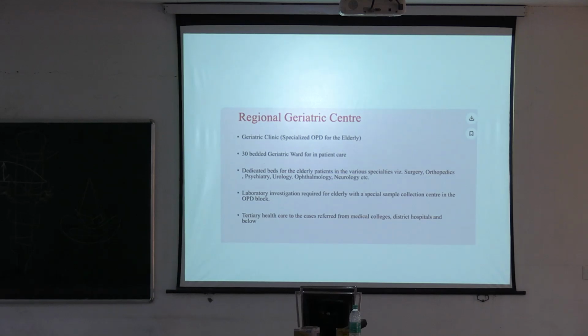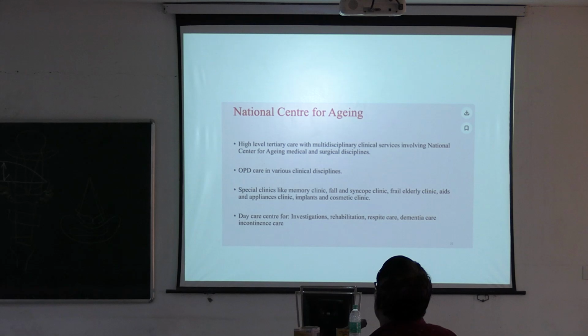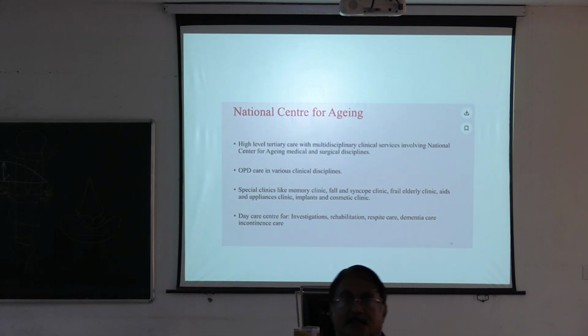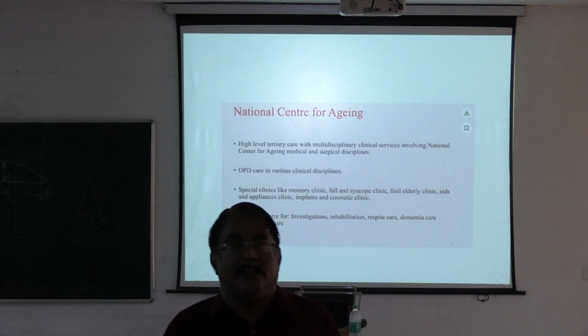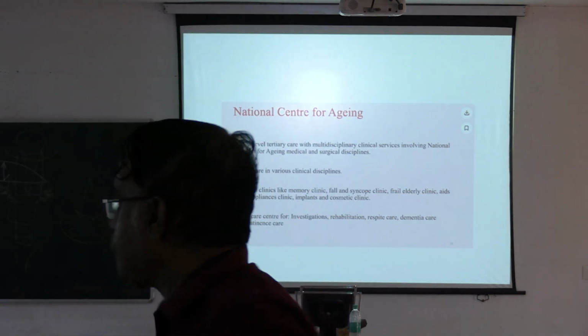You have a 30-bedded ward, dedicated beds for surgery, ortho, psychiatry, urology, ophthalmology and neurology, and lab investigation facilities also there. Tertiary healthcare to the cases referred from medical colleges. Okay. So the regional geriatric centers are not there everywhere. It's very specialized geriatric care. Then you have the National Center for Aging, which is higher than the geriatric centers.